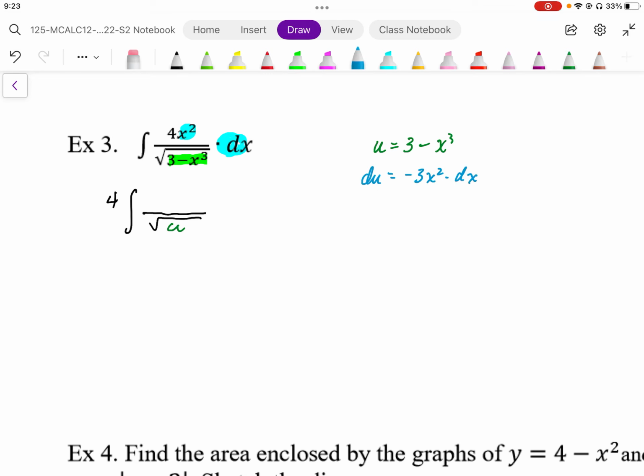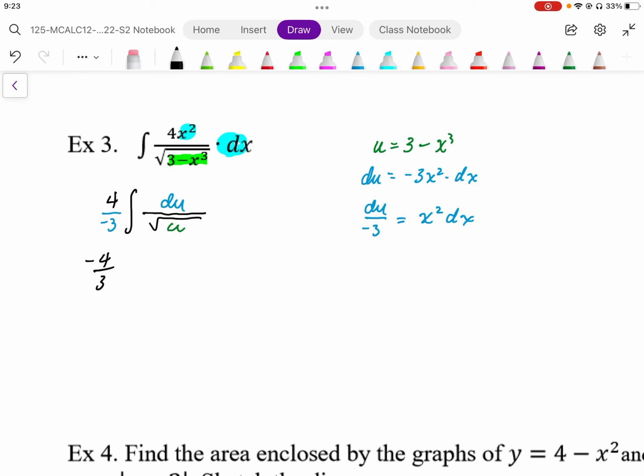And so if I just rearrange this a little bit, my x squared dx is going to be du divided by negative 3. So I'm going to put the divide by negative 3 on the outside and the du in here. So there's my integral. So when I anti-differentiate this, I end up with negative 4 over 3.